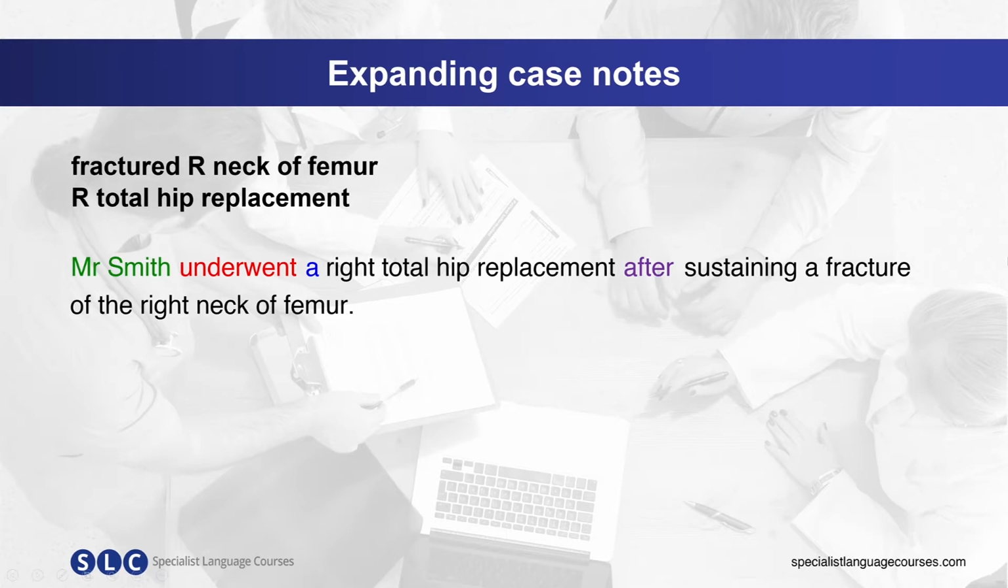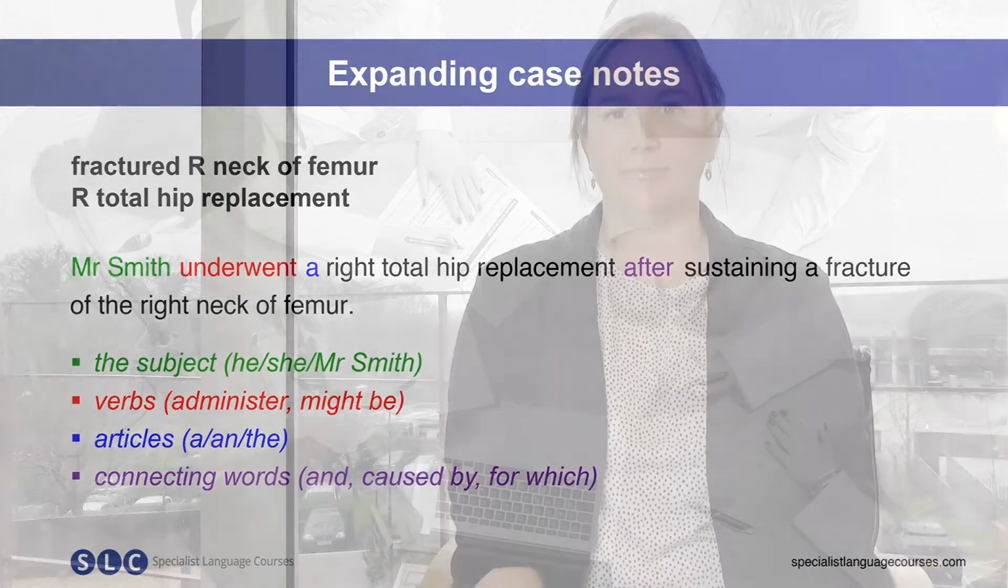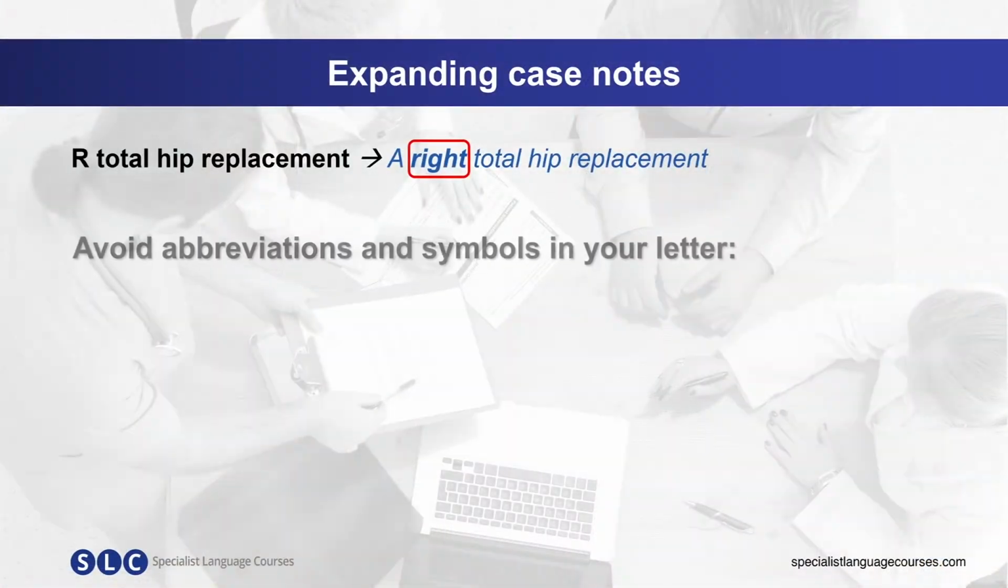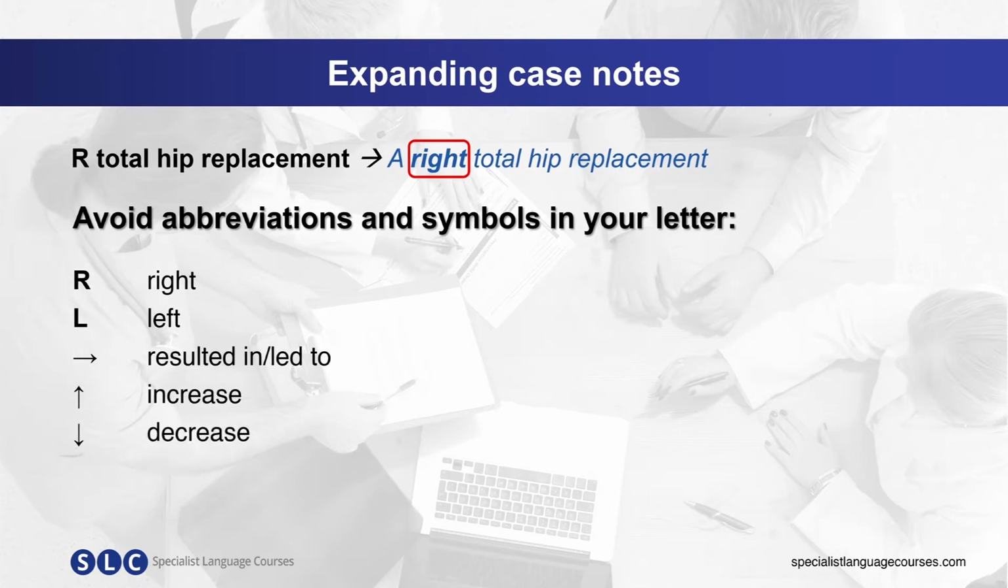In the OET writing, you often need to add the subject, verbs, articles, and connecting words. You should also avoid using abbreviations when you write your letter and be aware of the common symbols used in OET case notes. Common ones are right and left, resulted in, increase and decrease, possibly, and information about medications, for example, PRN, as required.